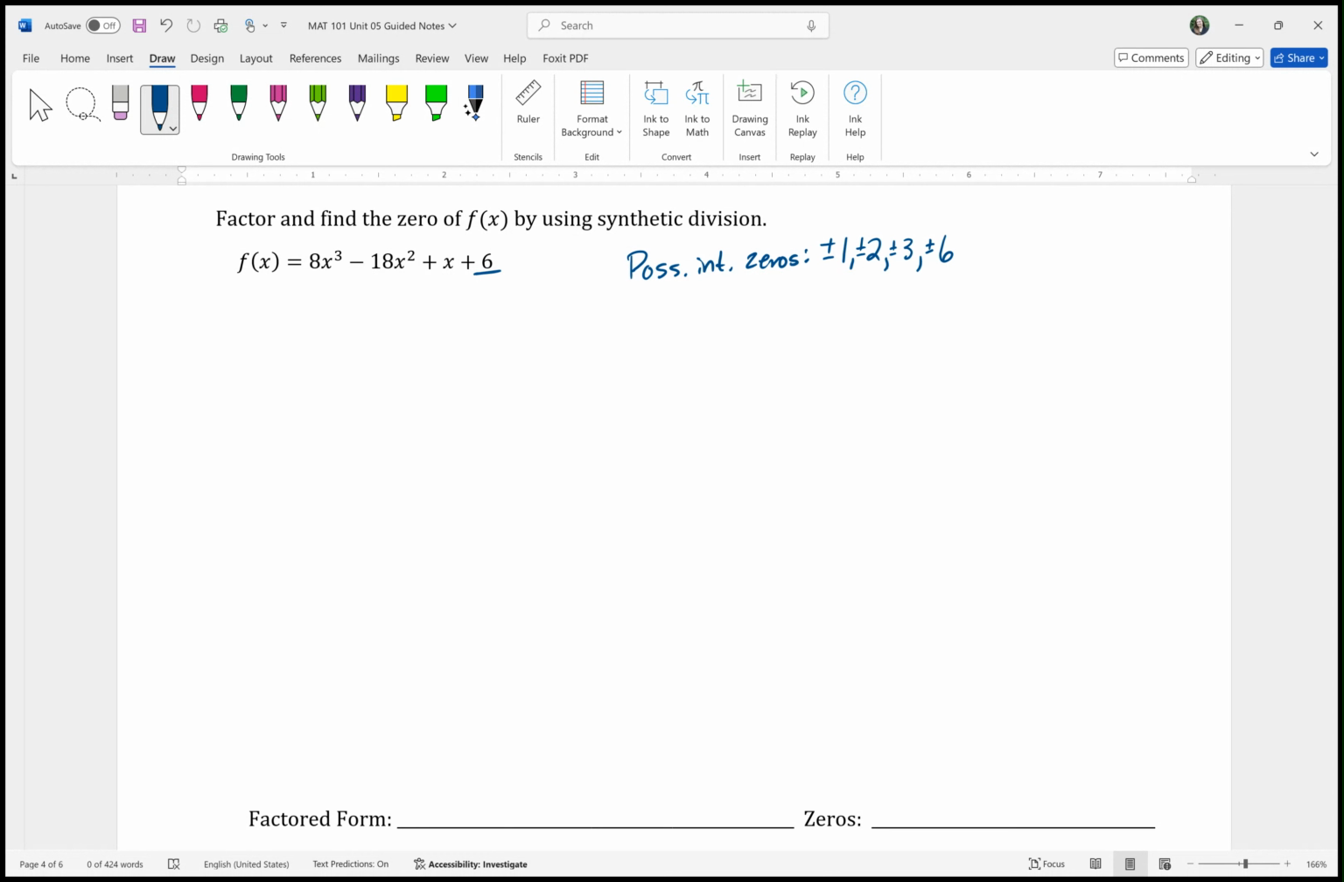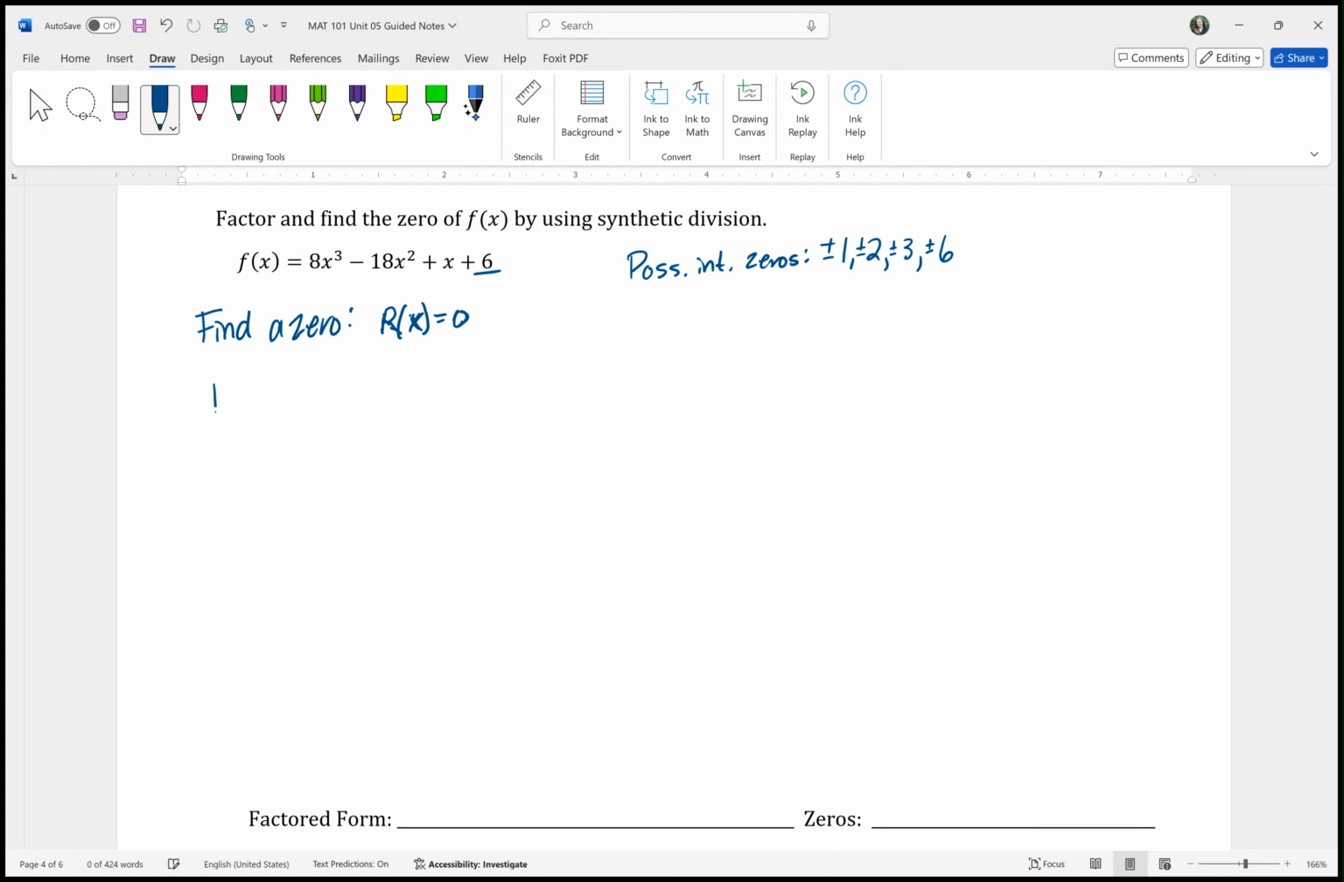Next step, find a zero by doing synthetic division until you get a remainder of 0. So step 2, we need to find a zero, and that is when the remainder is 0. Does it matter what number you put in the box first? No, but I'm going to just, again, go in order.